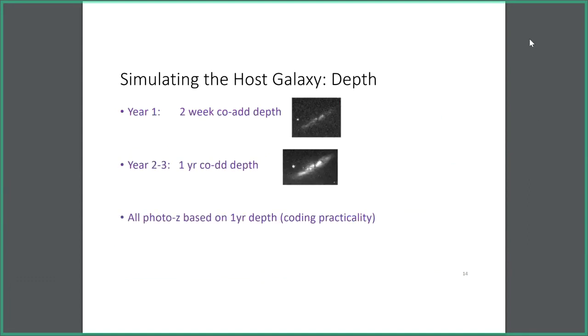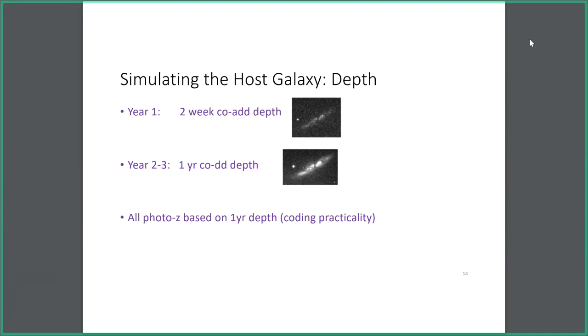Okay, next slide. As far as the depth, the plan for now is that in year 1 of the challenge, the depth of the galaxies will be based on a 2-week co-added depth. And then in years 2 and 3, it will be based on a 1-year co-added depth. That will impact the fraction of hostless galaxies. Now, I don't know the real timeline for getting a 1-year co-add or a 6-month co-add. This is just rather arbitrary. If people really feel strongly that this is woefully wrong and have a better model for the depth versus time, I'm happy to implement that.